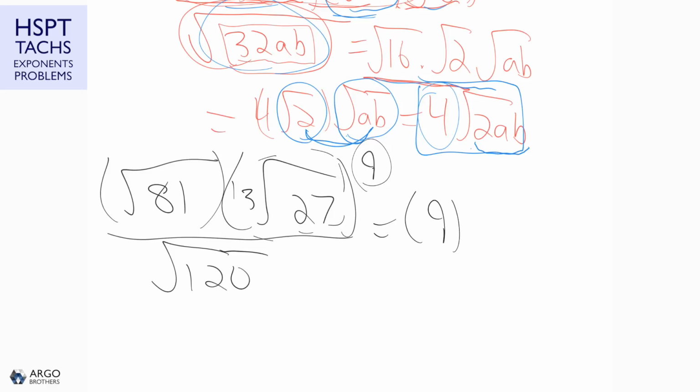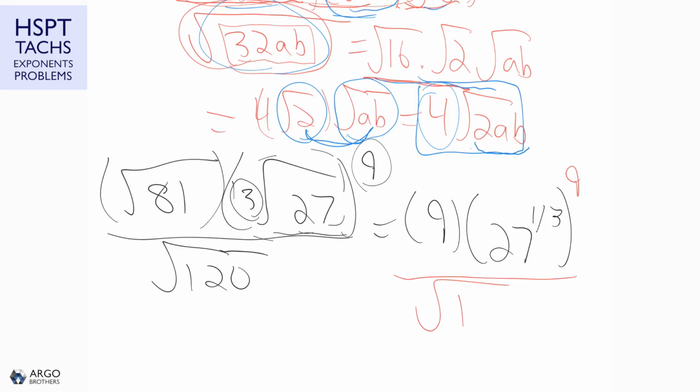But we can do better than that. We know that the cube root of 27 is actually 27 to the 1/3, which I explained in the previous video. You just take whatever root it is and reciprocate it. Just like the square root of 4 is 4 to the 1/2. So the cube root of 27 is 27 to the 1/3. But don't forget that 9 that we have on top. And now we divide it by the square root of 120.